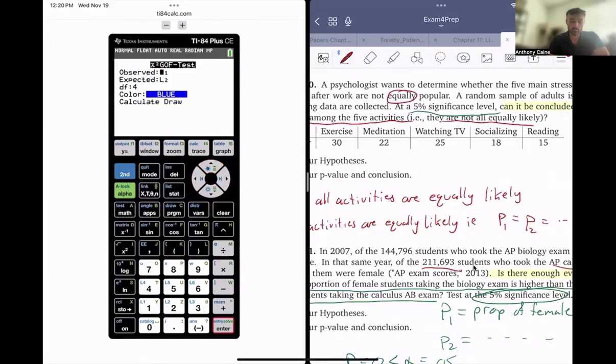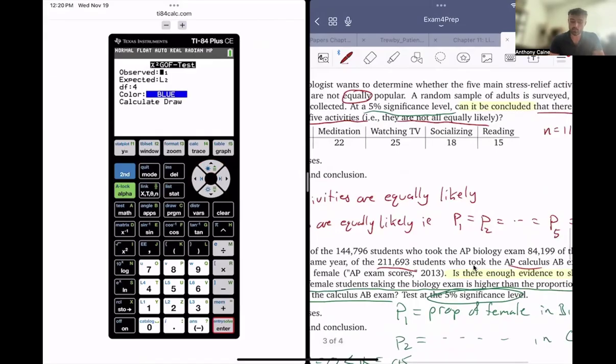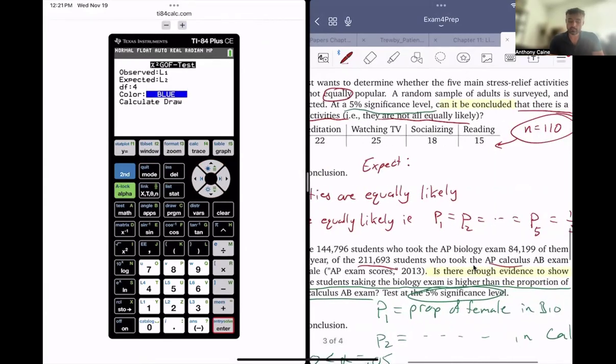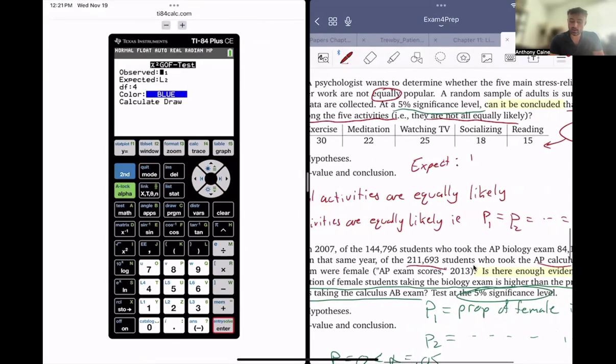Okay, it wants our observations in the list L1 and expected in L2. And so just to say what we expect, our sample size is 110. I get that by adding up all those numbers. And we expect 1/5 to be in every single category. 1/5 of 110, let me redo this. 1/5 of 100 is 20. 1/5 of 10 is 2. So 1/5 of 110 is 22.